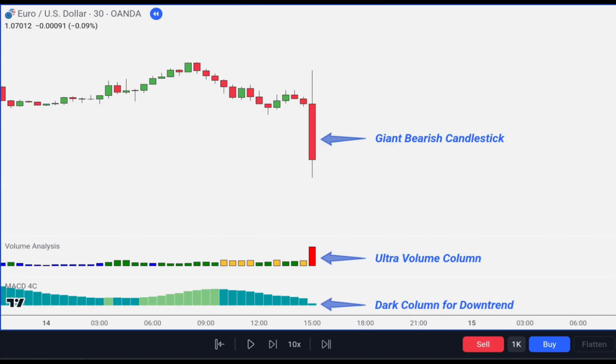The dark green and dark red columns in the MACD 4C indicator indicate a downtrend, while the light green and light red columns indicate an uptrend. Please do not forget this detail when looking at the indicator within the context of this strategy.